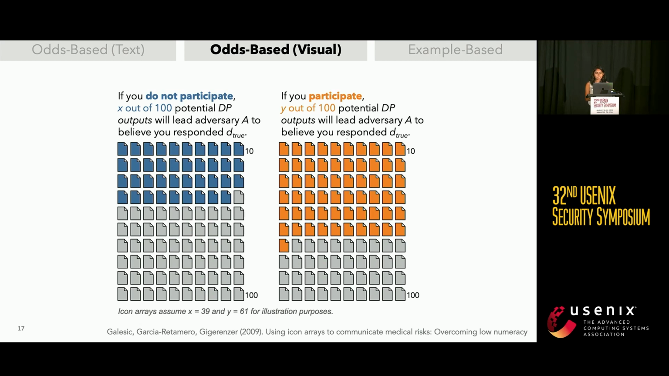So the idea here is that each icon represents a possible output, and those that are colored in blue or orange are outputs that would lead to a negative outcome. We also intend for the icon arrays to make the idea concrete that there can be several potential outputs, but only one will be realized.